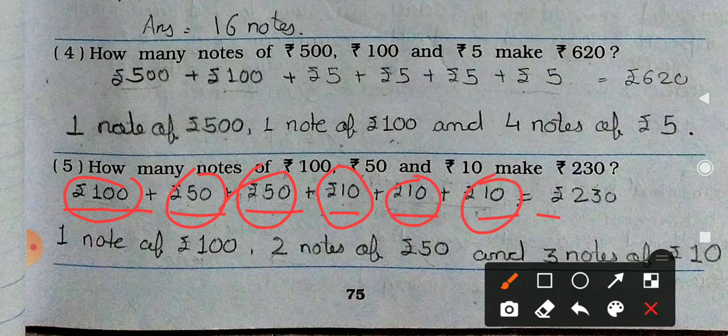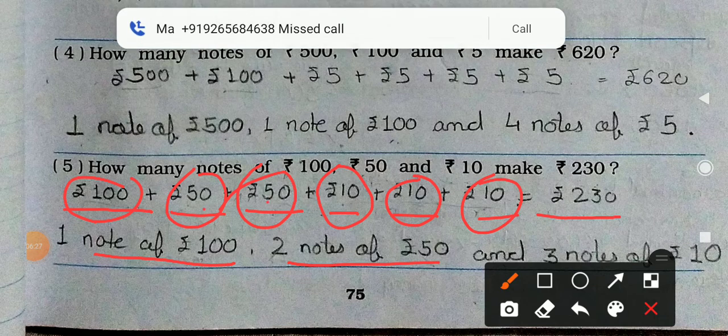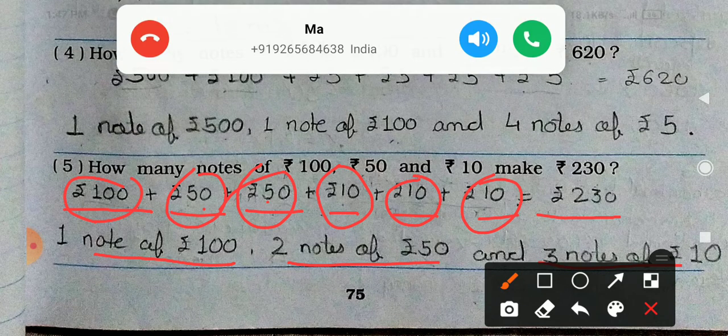100, 100 plus 50, 150, 200, 210, 220 and 230. So this is equal to 230. So, 1 note of rupees 100, 2 notes of rupees 50, and 3 notes of rupees 10. So, we will get 230.